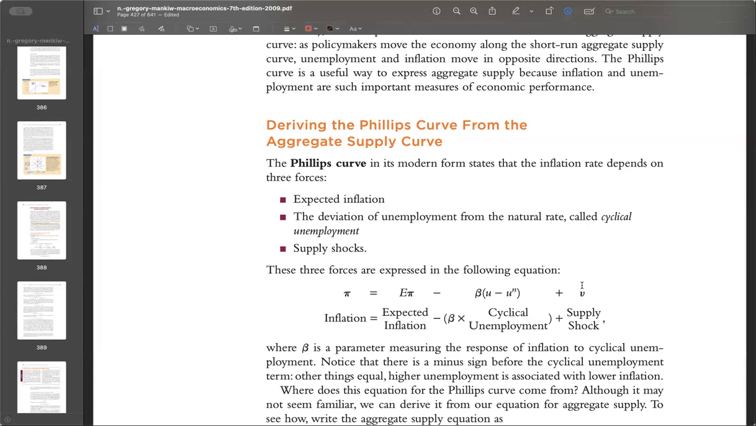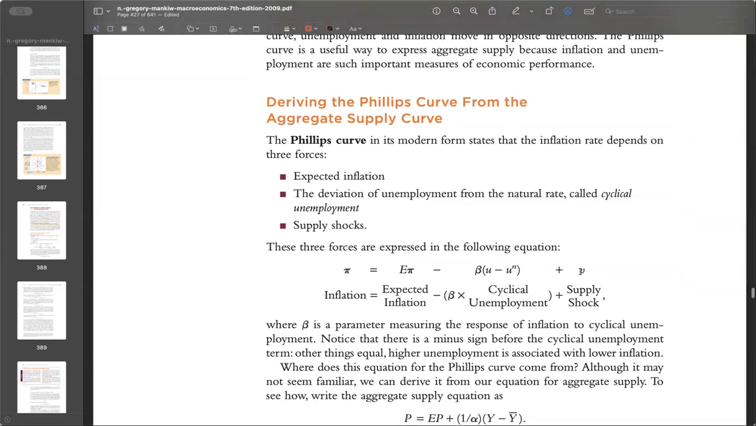And then finally, you have v, which is the supply shock, which is everything else that is not demand driven, because these changes in unemployment are brought about through shifts in aggregate demand, which change output, and therefore change unemployment relative to the natural rate. So you can think of this as shifts in the aggregate demand curve. Everything else that's not shifts in aggregate demand will affect inflation through this catch-all variable, the supply shock v.